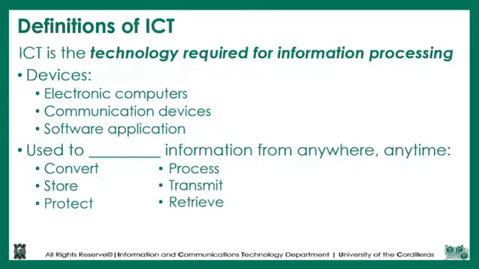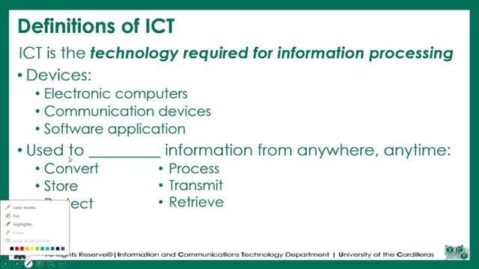So putting these three together, ICT is the technology required for information processing. So in other words, these are the tools and the techniques that we need in order for us to be able to process information online. So this can be done with the use of electronic computers, communication devices, software, and software applications. Now, it is shown here that ICT can be used to blank information from anywhere and anytime. So we have here 6 different categories.